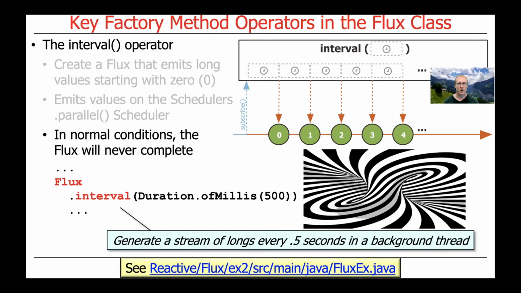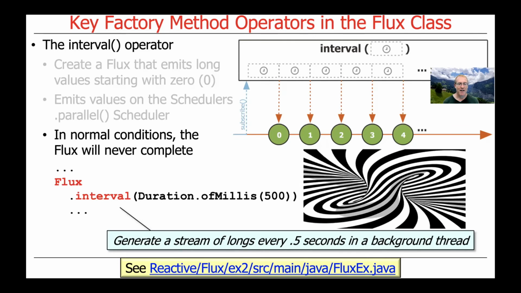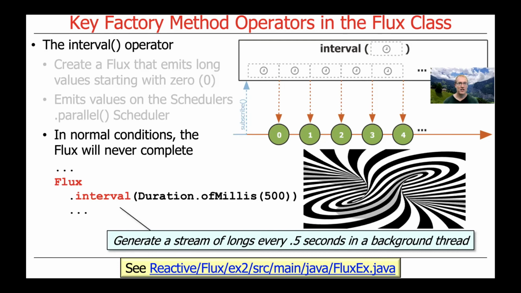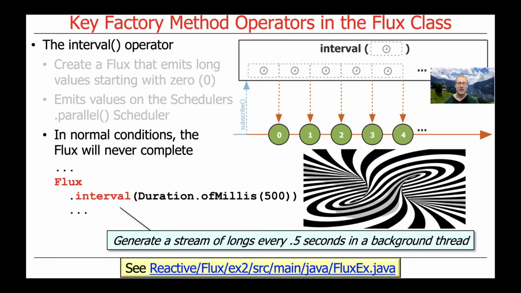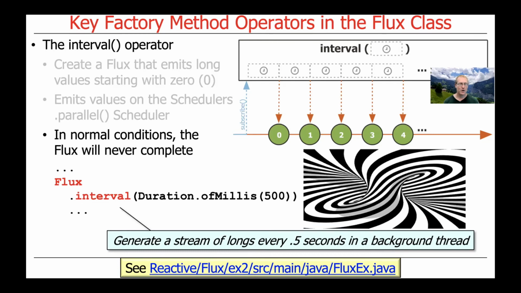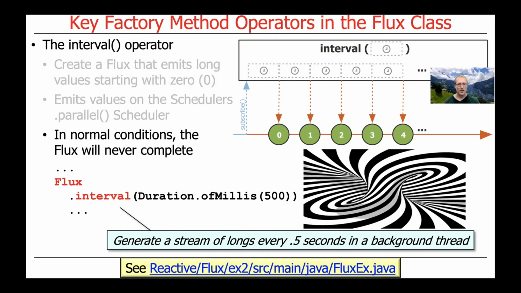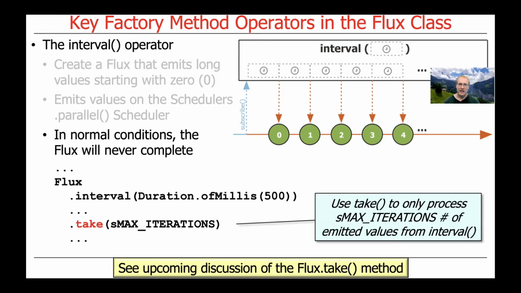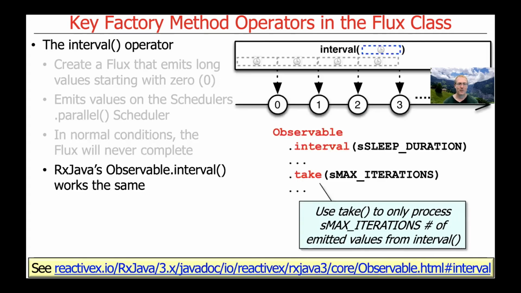So here's an example where we're going to generate a stream of longs every half a second in a background thread. You say Flux.interval(Duration.ofMillis(500)), and that says generate values starting at 0 every half second. And we'll look at this example a little bit later. In practice, you rarely want to generate things infinitely. So what we're going to do here is use the take operation to only process up to sMaxIterations of these intervals being generated from that background thread. So we can put a bound on that, even though in theory, interval will go on forever.